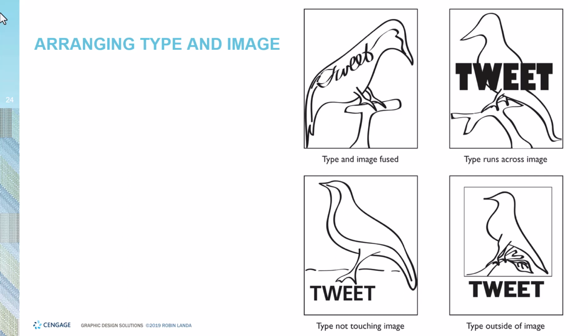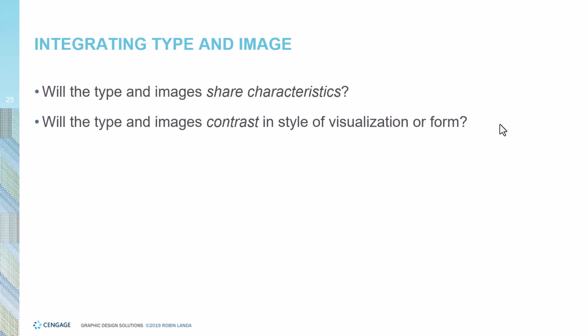A graphic design problem can be solved typographically or with images alone, but when type and image interact, then you have to determine how they will interact. Will a form of type and images share characteristics? Will the type and images work in opposition and be contrasted in style of visualization and/or form? Will the type drive the composition? Will the image drive the composition? Will the type and images be organically intertwined? Will they touch, overlap, be juxtaposed, fuse? Will they be words that incorporate images or be images that incorporate words? Will one be the star and the other the supporting player?